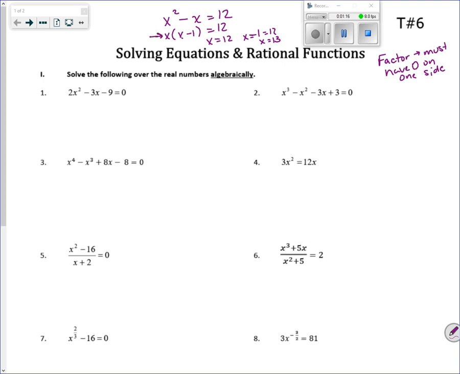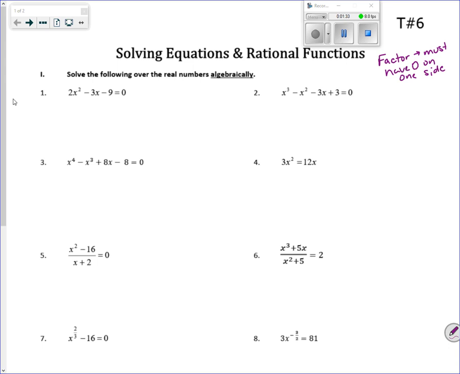If you are factoring, you have to have 0 over here. So if you do this, you're going to get a lot of red on your paper and a very sad teacher. Okay? If you're factoring, you must have 0 on one side. So you're going to factor.